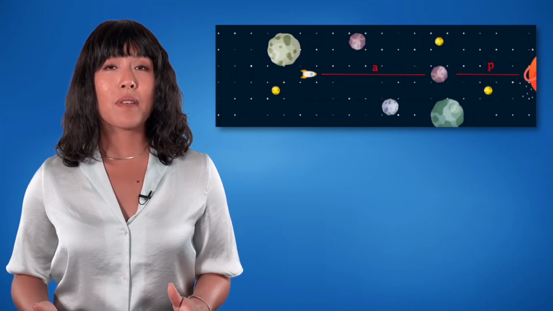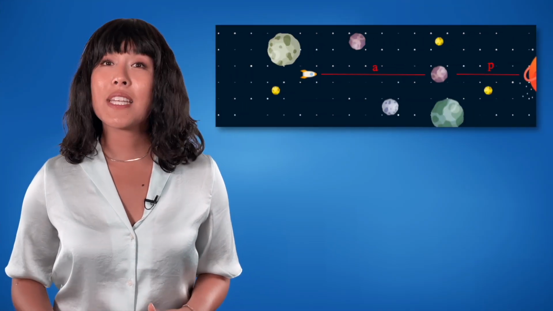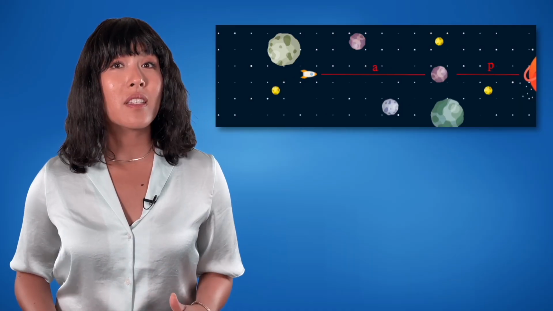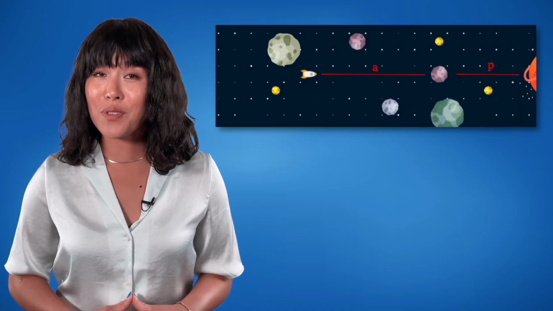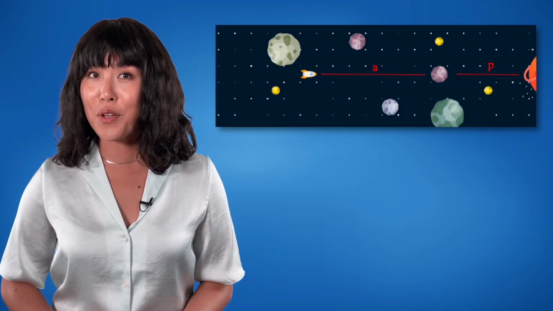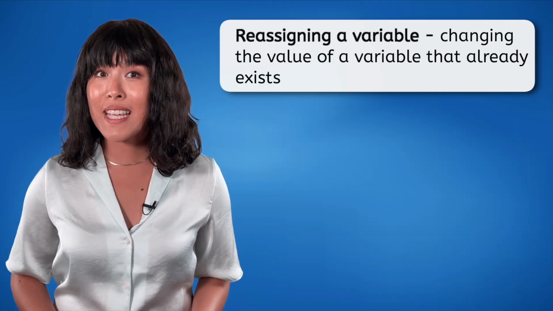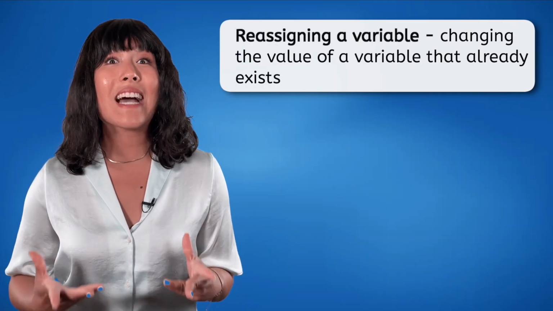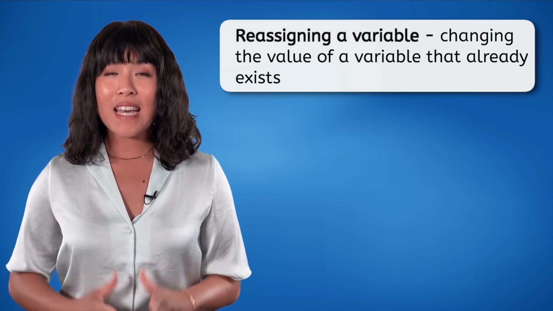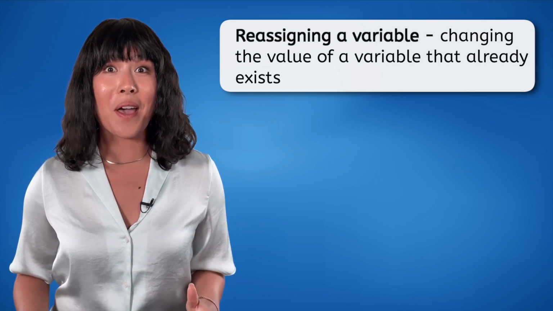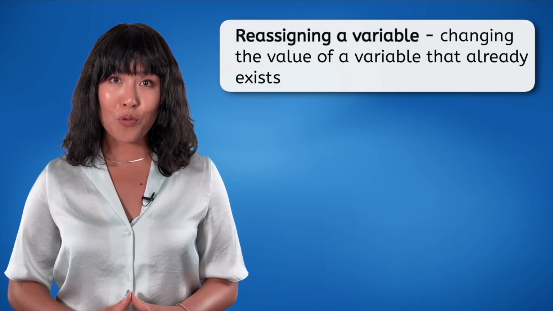Now, if our ship gets closer to the planet and we take a new measurement, our system might now store 800 in the distanceToPlanet variable. Replacing a value in a variable that already exists is called reassigning a variable. Since variables change all the time, this is a common task in programming.